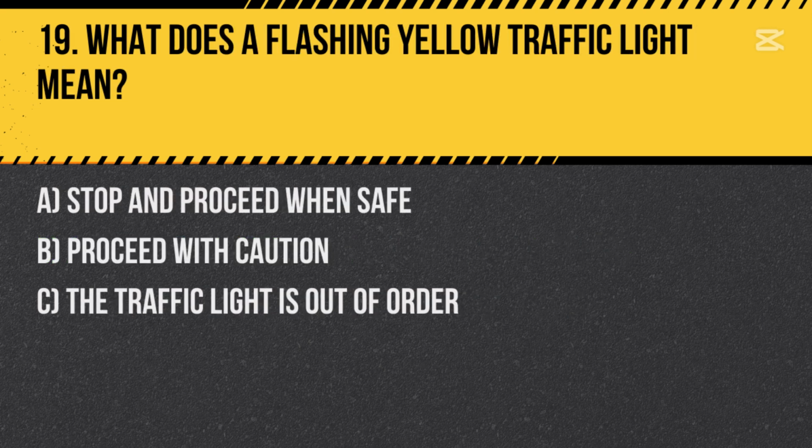Question 19. What does a flashing yellow traffic light mean? A. Stop and proceed when safe. B. Proceed with caution. C. The traffic light is out of order. Answer. B. Proceed with caution. A flashing yellow light warns drivers to be alert and careful while crossing the intersection.